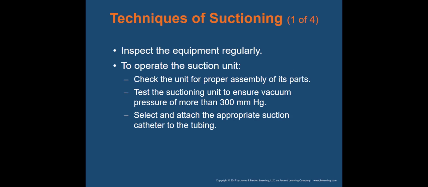Inspect your equipment regularly. Make sure that your suction unit is working. If you have a vacuum unit or a suctioning unit that is battery operated or power operated, you want to make sure that the suction pressure of that is at least 300 millimeters of mercury. Select and attach the appropriate suction catheter to the tubing.